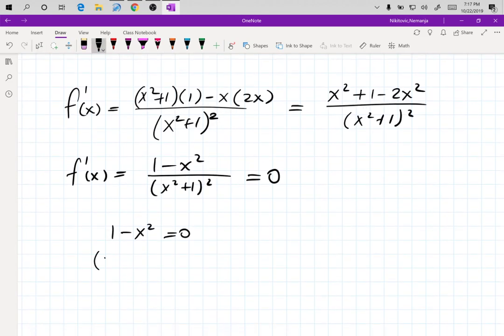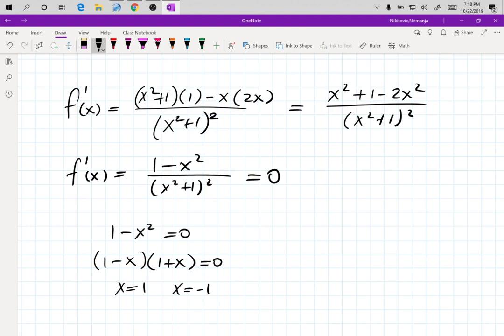Now, hopefully you factor this one into (1 minus x)(1 plus x), and you have your x equals 1 and x equals negative 1. Right? So now you will find y values for each one of these and have your critical points, which are either a minimum or a maximum.